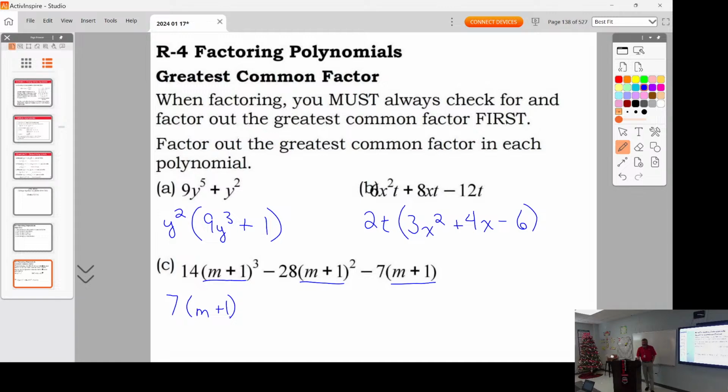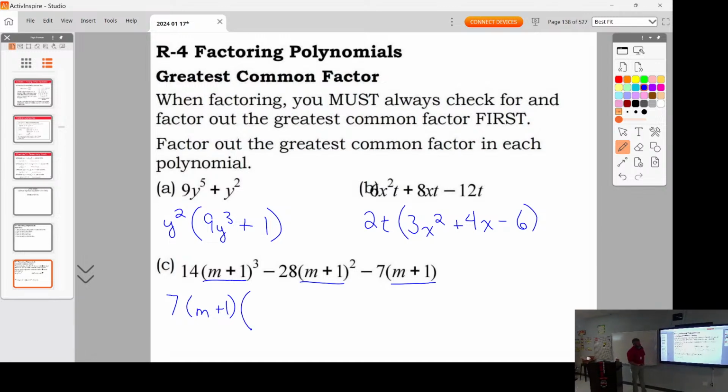This looks a little different than problems we've done in the past, doesn't it? Okay, but it doesn't matter. It's still a piece of a term. It's a factor of each of those three terms. If I factor that out, factoring means divide. Looking at the first term, 14(m+1)^3 divided by 7(m+1) is 2 times (m+1) squared.